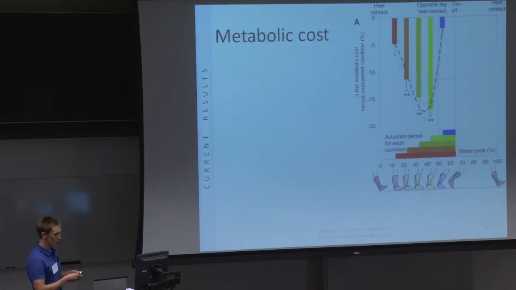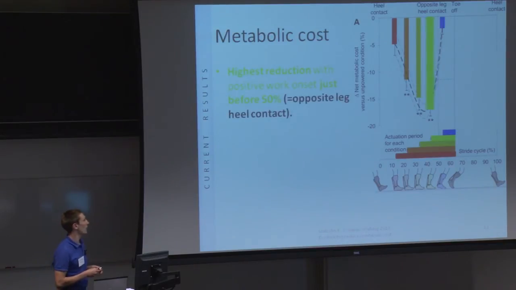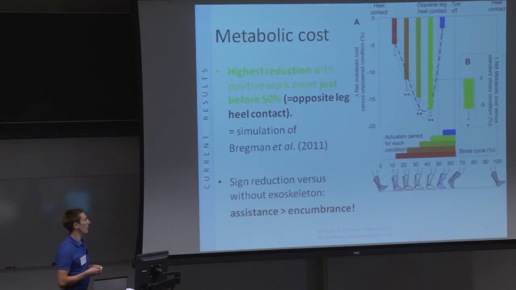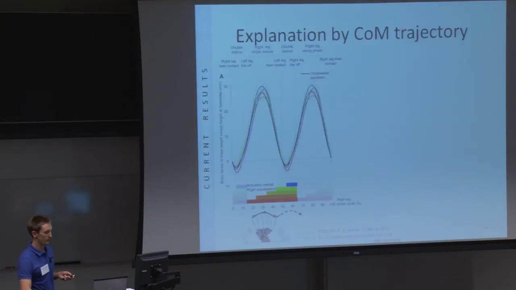So we see this U-shaped pattern with the highest reduction in the last condition with onset just before opposite leg heel contact. Opposite leg heel contact is at 50%. This corresponds to a simulation study of an elastic AFO, which shows that the stiffness of the AFO is optimal when it allows plantarflexion to start just before opposite leg heel contact. And when we compare the reduction in the optimal condition versus walking with normal shoes, we find a significant reduction of 6%. As far as we know, this has not yet been shown in able-bodied subjects.